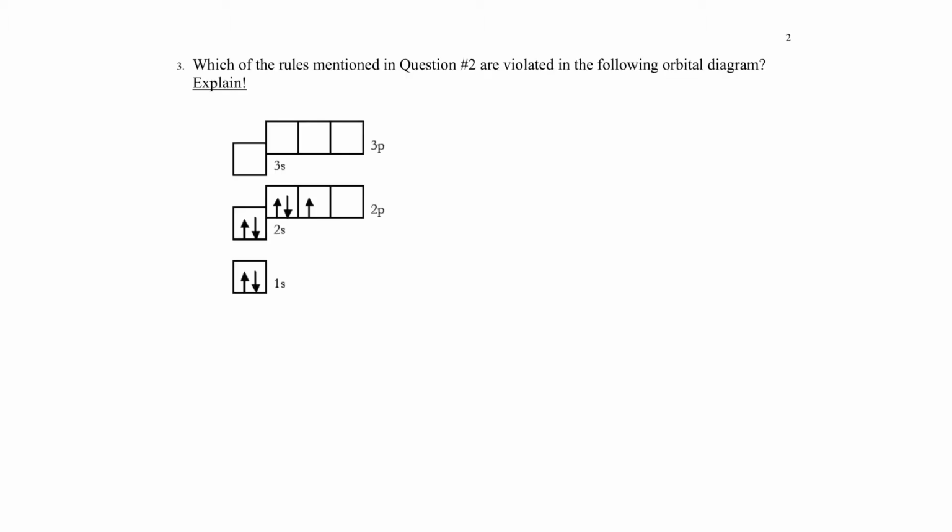If we look at question 3, it's asking, of those rules, are any violated in this particular orbital diagram? Let's look at each of those in turn. The Aufbau principle: are these orbitals filled from lowest to highest energy level? Yes, they are, because we started with 1s, then 2s, then 2p, so they did fill lowest to highest. So the Aufbau principle is good. Let's jot that off to the side here. Alright, so that one's good.